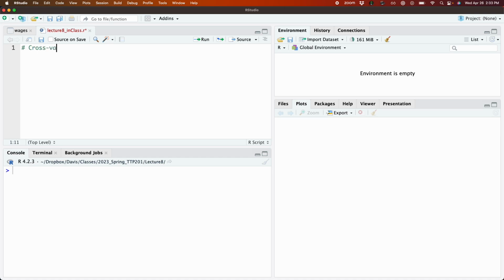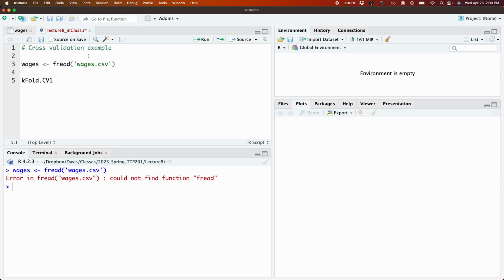Cross-validation example. Okay, so I'm going to call this k-fold CV1. And actually, we are going to reuse our wages example. So wages is going to be, hopefully, oh, I need to do data table.